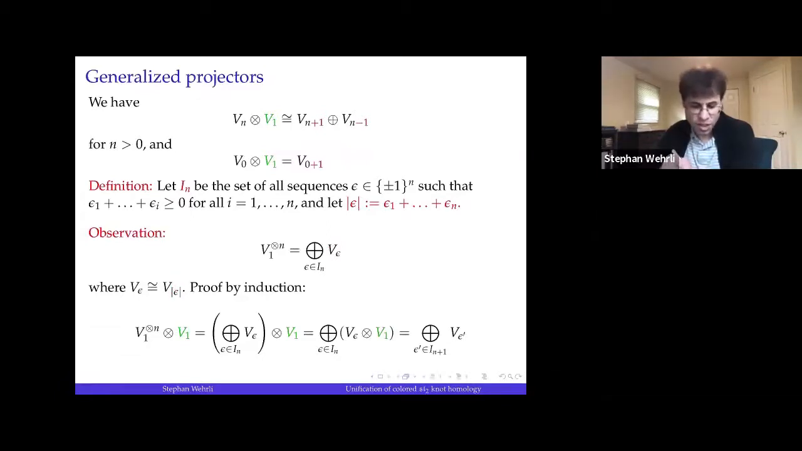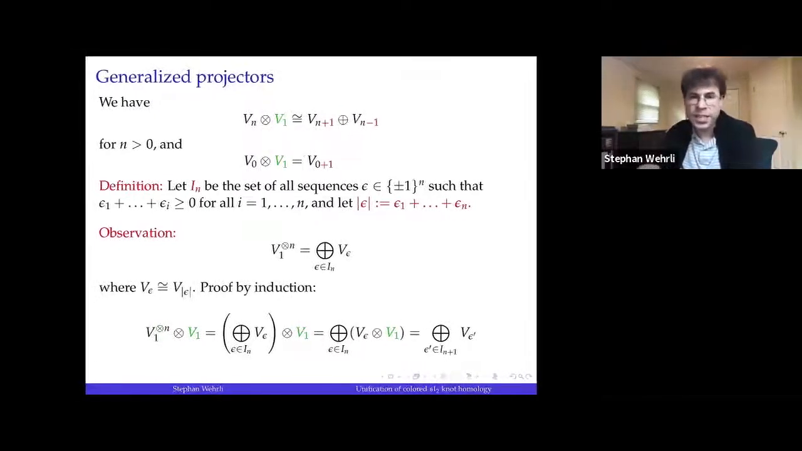And the proof is just by induction. So you assume you already have the decomposition for n. If you now want to get the decomposition for n+1, just take the decomposition for n, tensor it with V1, then you get these summands, and now you apply this formula to each of these summands, and each of these summands splits into either 2 terms or 1 term, and the new terms can be labeled by either adding a plus or a minus to the sequence epsilon. So we have such a decomposition into irreducible subrepresentations.